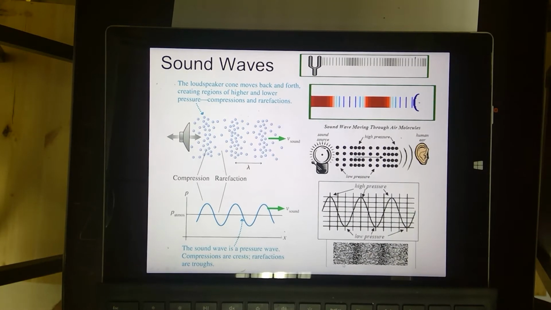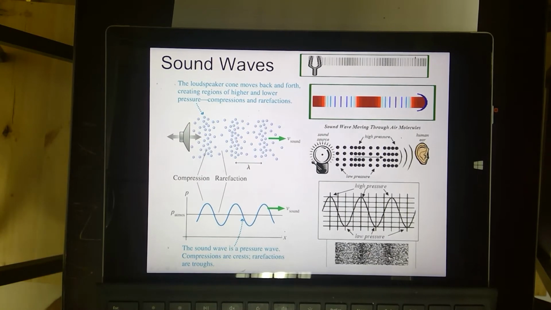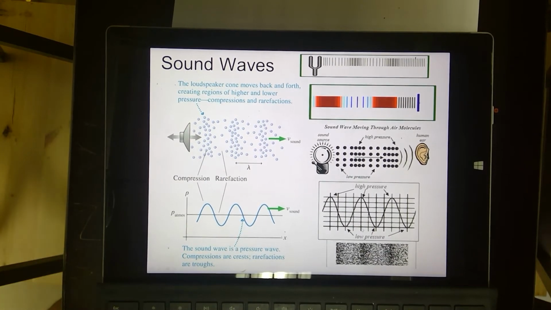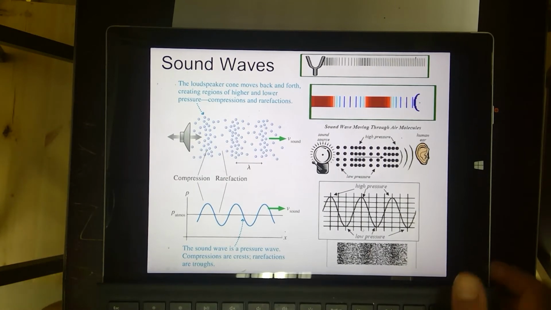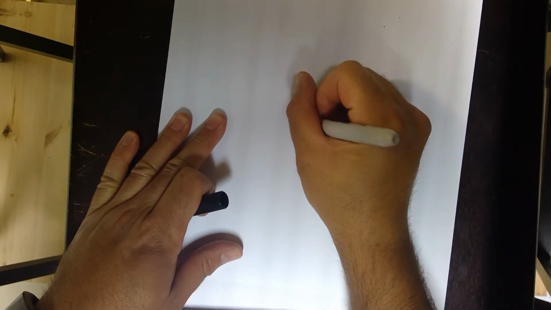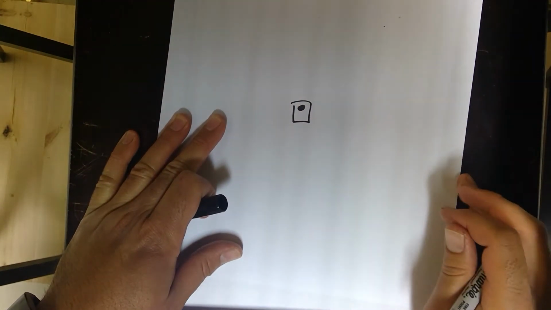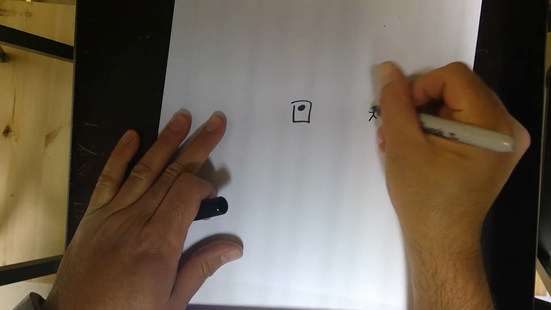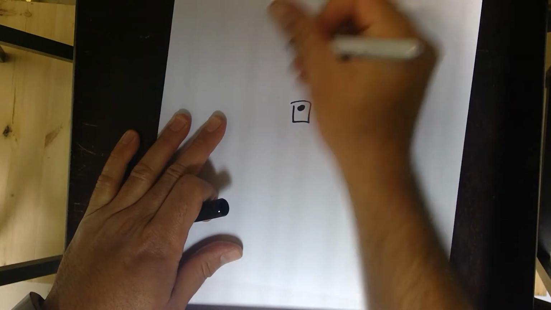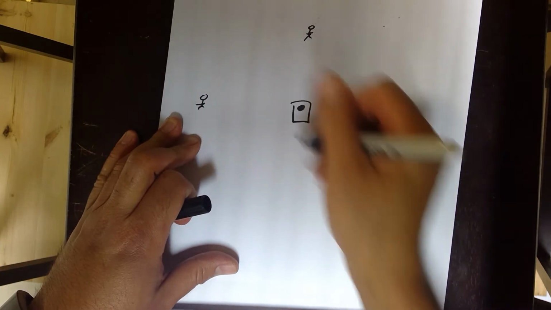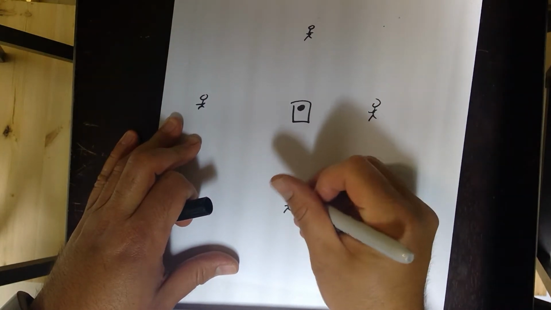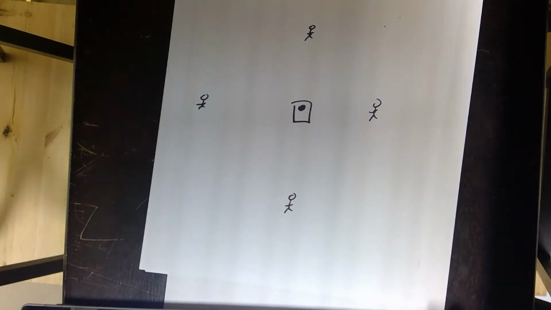So essentially what we're looking at is a linear slice of the wave, because the reality is that sound doesn't travel in a straight line. If there is a speaker here and it's emanating out some sound, a person here will hear it, a person here will hear it, a person here will hear it, and a person here will hear it. If the speaker's loud enough, they're all going to hear it, and they're all going to hear essentially the same thing as well.